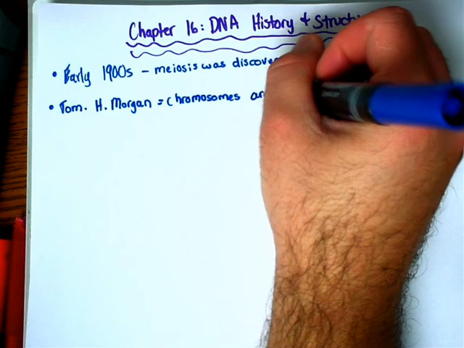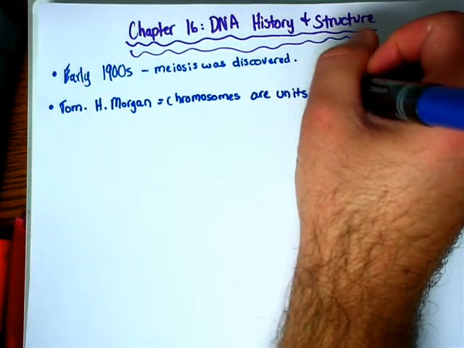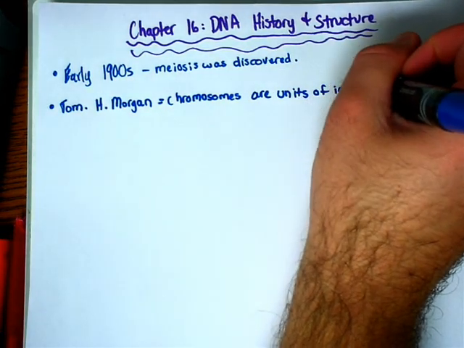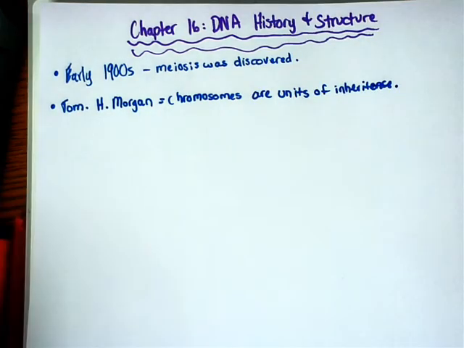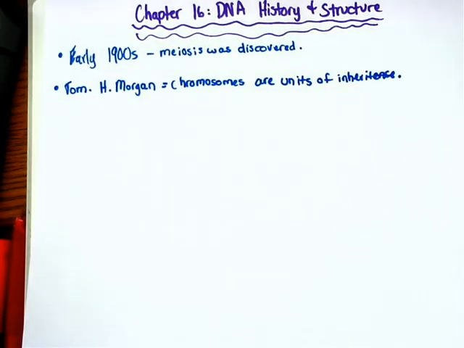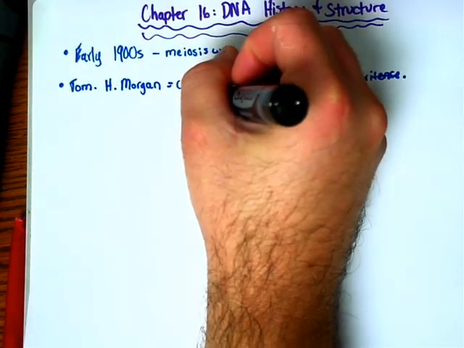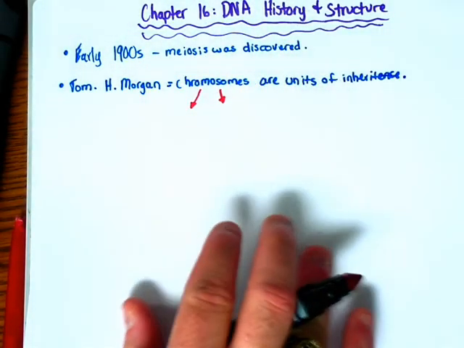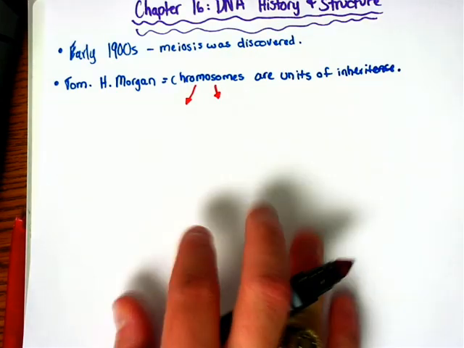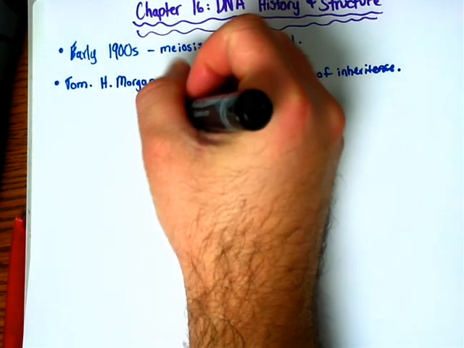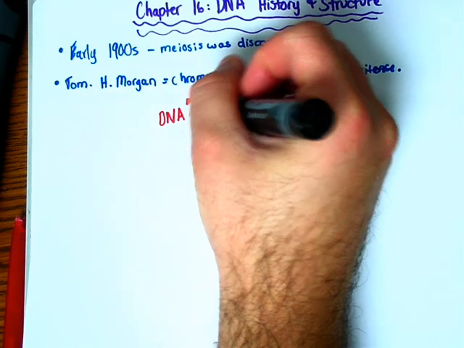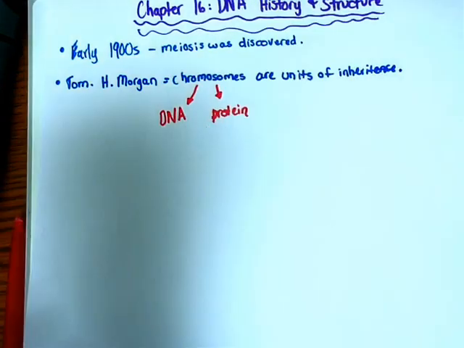In summary, he came up with the idea that chromosomes are the units of inheritance. They are the units that you get from your parents. And it was also known during that time that chromosomes themselves are made of two items. Actually, they're made of one item called chromatin, and chromatin is made of two items. What are those two items that chromosomes could be made of? Which are protein clumps. So DNA and protein.